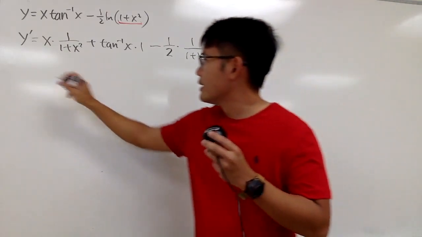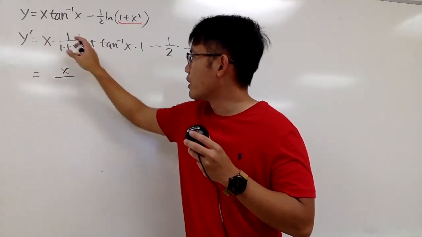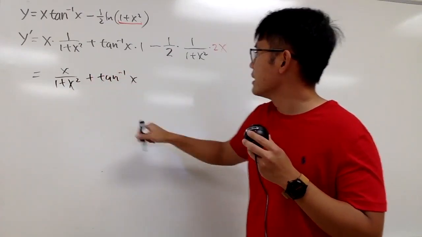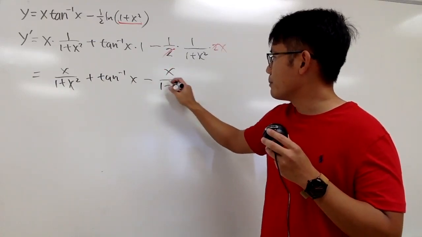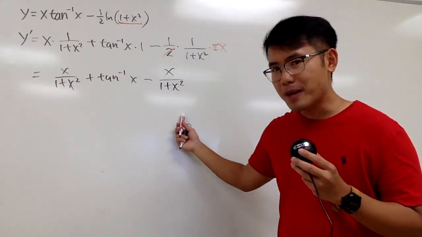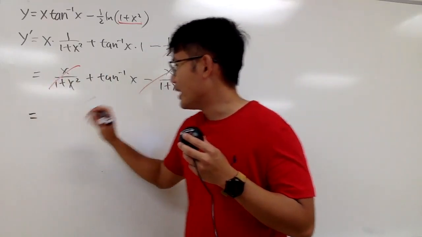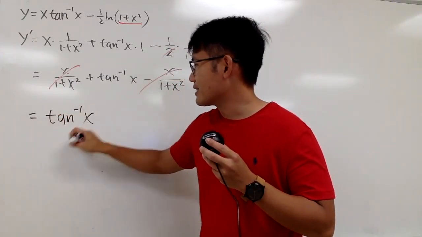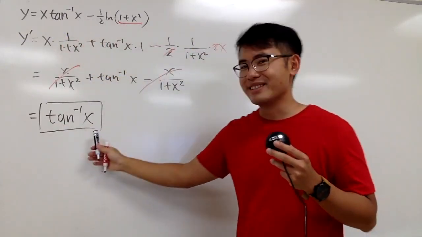And now let's take a look. This is just 1 times that, which is x on the top, over 1 plus x squared. And this is just plus the inverse tangent of x. And this and that cancel, and we just have minus x over 1 plus x squared. And we see that this and that are the same, but opposite sign, so they cancel each other out to be 0. So in the end, we do have a really nice answer. The answer is just inverse tangent x. Yeah, so the derivative of this expression is just inverse tangent x.